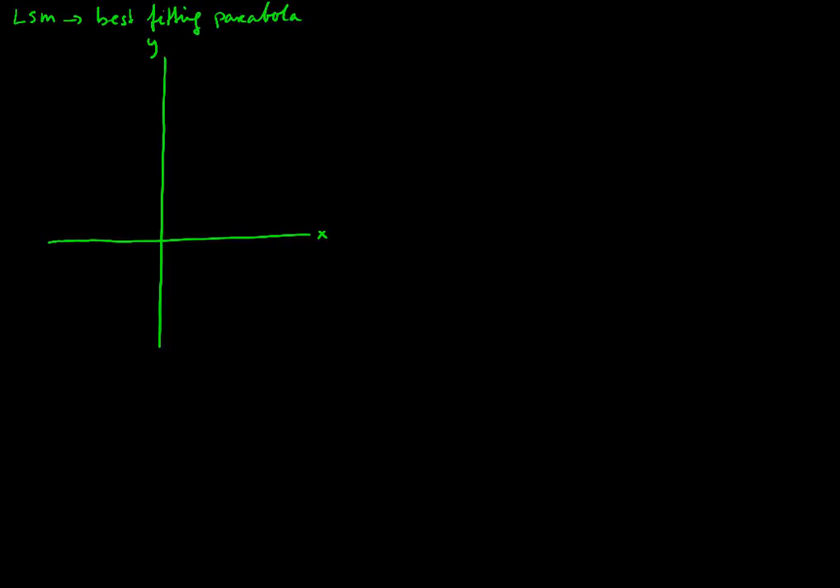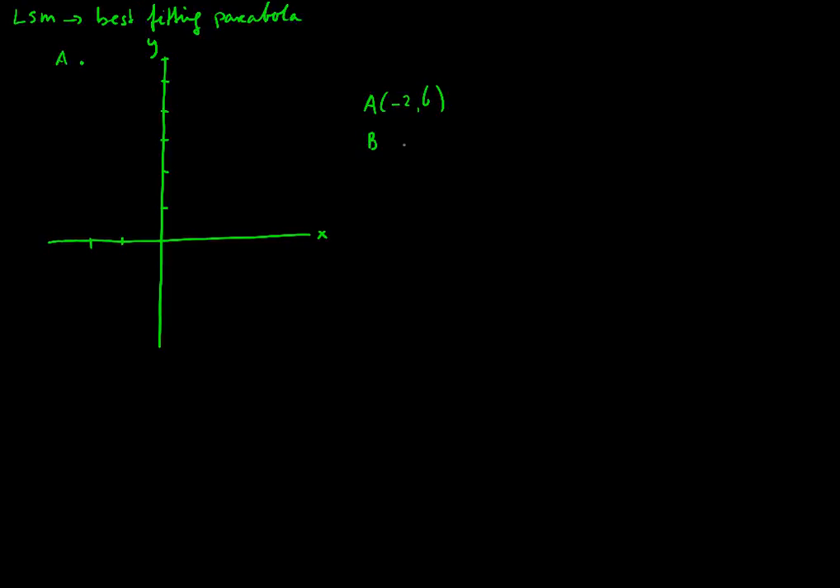Least square method, best fitting parabola. Say we have 4 points through which we'd like to draw the best fitting parabola. First point is (-2, 6). So it's 1, 2, 1, 2, 3, 4, 5, 6. So somewhere here. It's point A.